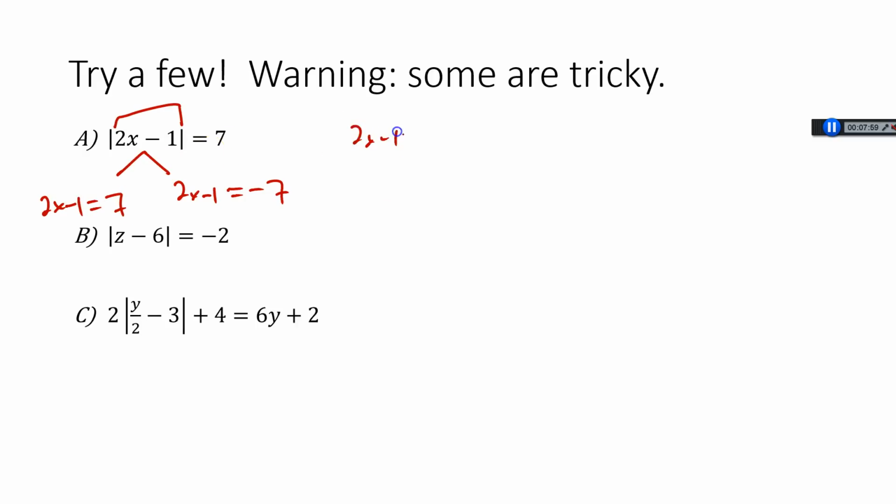So we have 2x minus 1 equals 7. Add 1 to both sides. 2x equals 8. Our answer is x equals 4.